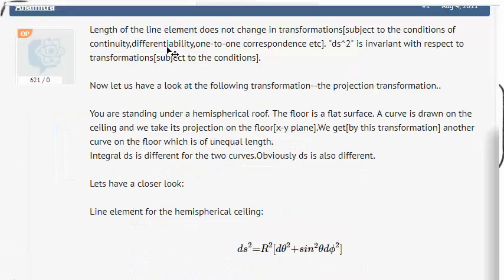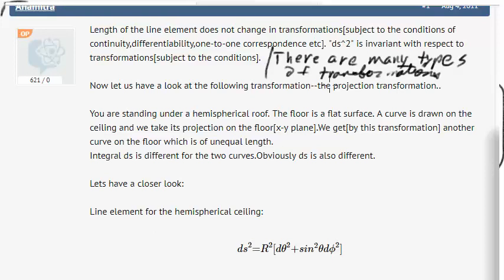So Anamitra says the length of the line element does not change in transformations, subject to the conditions of continuity, differentiability, one-to-one correspondence, etc. ds squared is invariant with respect to transformations, subject to the conditions. Difficulty here: there are many types of transformations, and I think this has to be broken down case by case to talk about what transformation explicitly you're talking about.